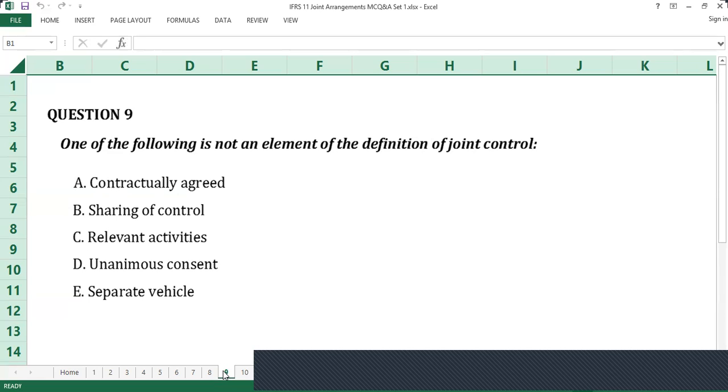Time up. The answer to question number 9 is E, separate vehicle. All other options are components in the definition of joint control. E is the answer to question number 9.